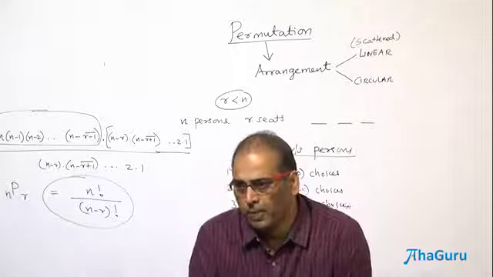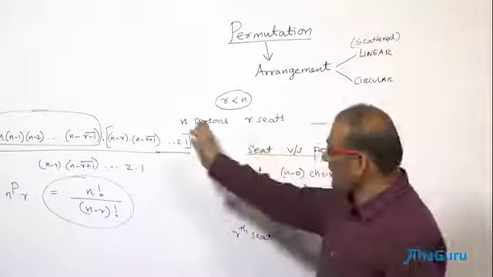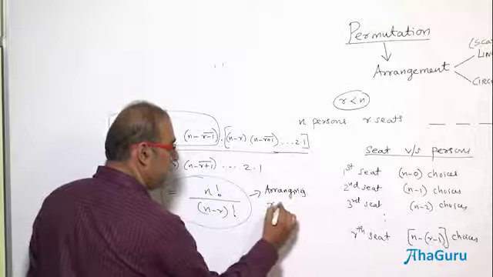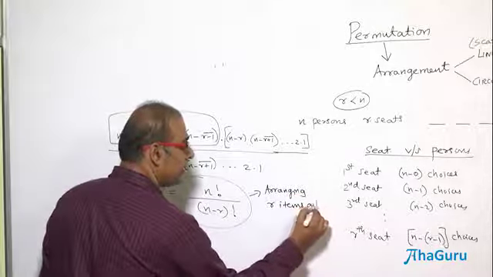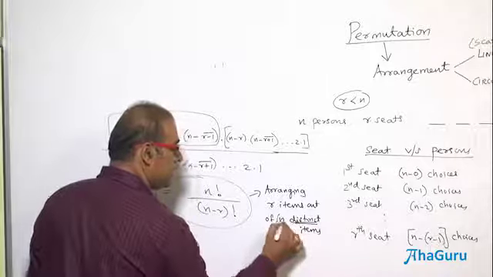So you can look at it from 2 angles. One is seats versus persons, a lesser number of seats versus persons. The other one is r items arranged out of n. But one important thing in the formula is, okay, this can be thought of as arranging r items out of n distinct items. So this is very important, this word distinct.